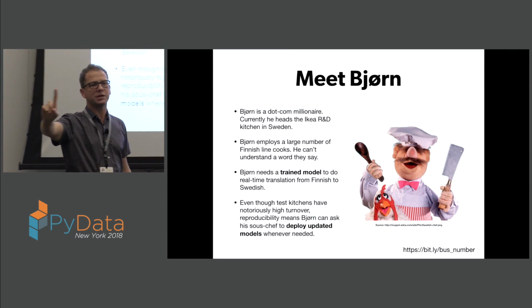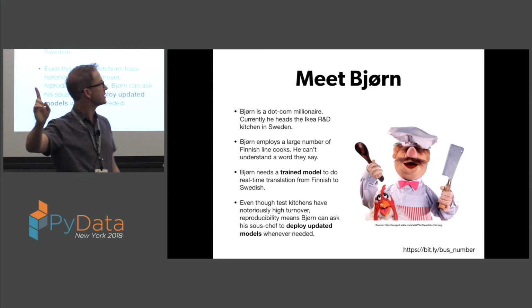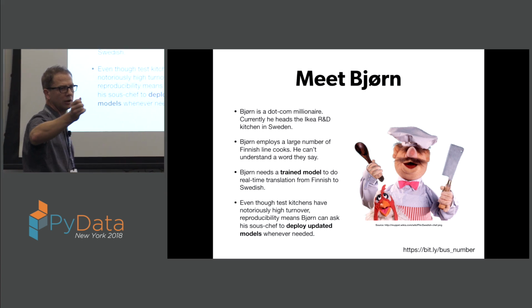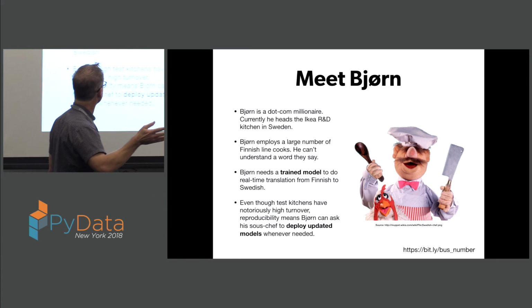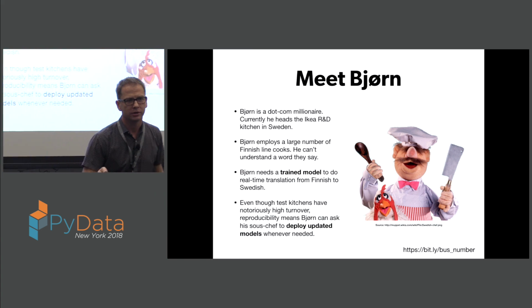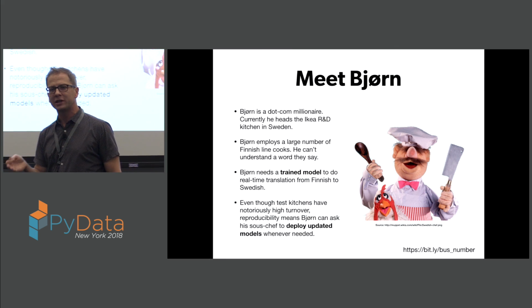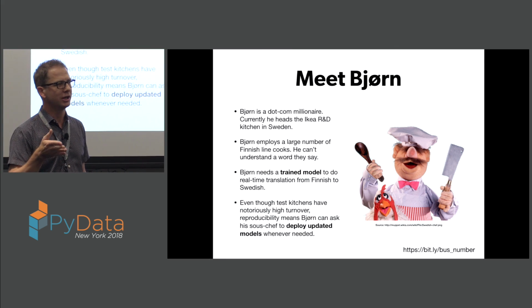Here's a character we're going to visit throughout the rest of this tutorial. His name's Bjorn. Bjorn's a dot-com millionaire. He runs a test kitchen for IKEA. Bjorn's Swedish, but due to his proximity to Finland, he employs a large number of Finnish line clerks.